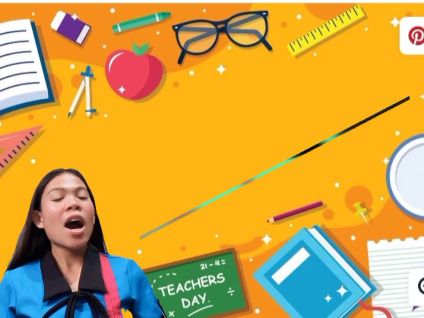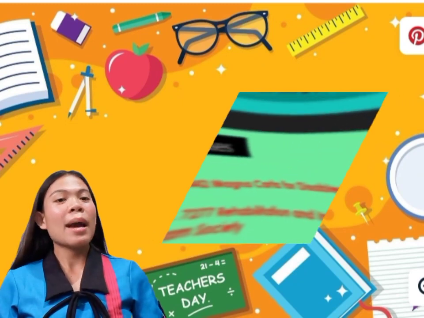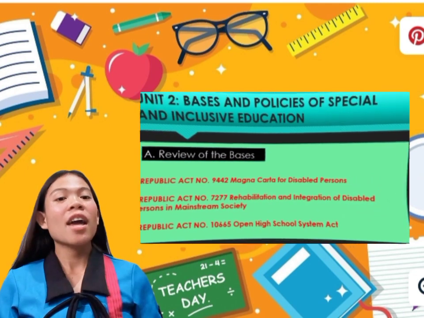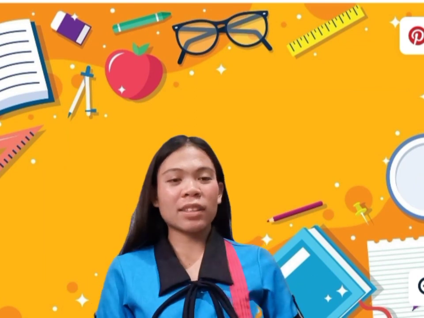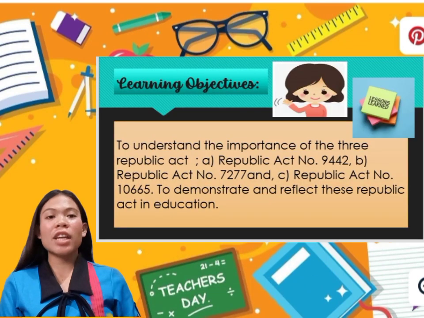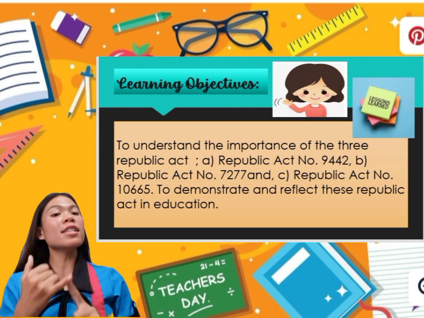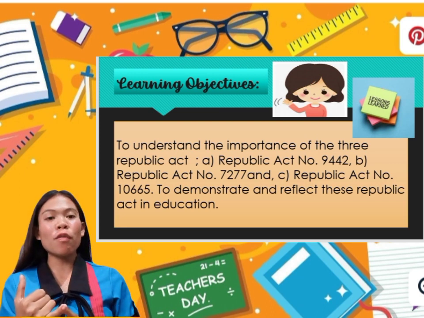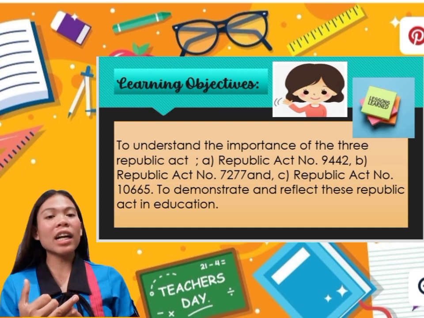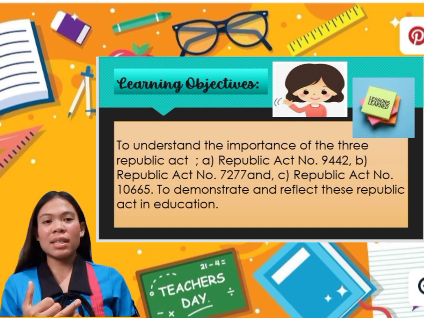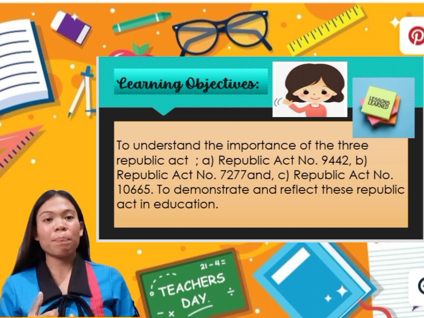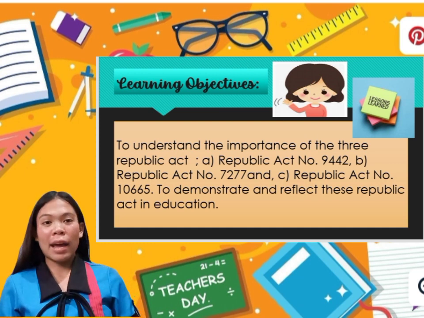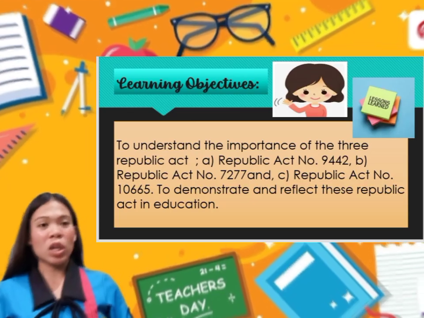At this juncture, I will be discussing under Unit 2, Bases and Policies of Special and Inclusive Education. Here are the learning objectives. First, to understand the importance of the three Republic Acts of the Philippines. First, Republic Act number 9442. Second, Republic Act number 7277. And third, Republic Act number 10665. To demonstrate and reflect this Republic Act in education.